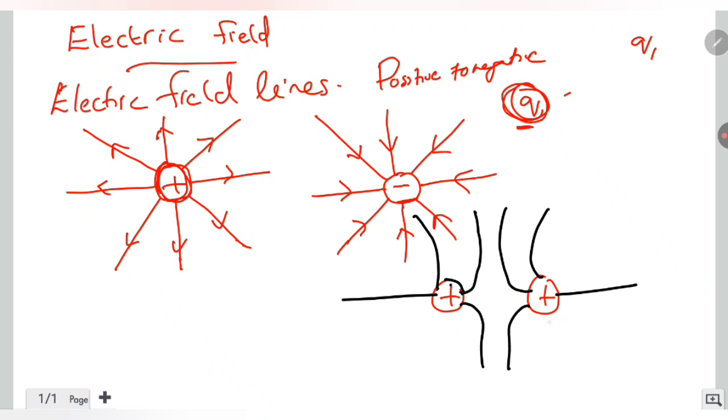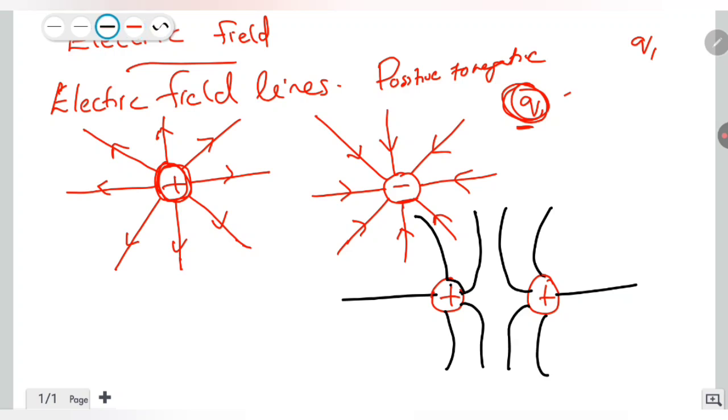Do not draw so many lines to confuse or to make them touch each other, right? When you draw few lines, everything is going to be easy for you. So this is the second one. We can also draw one more from here if you want.